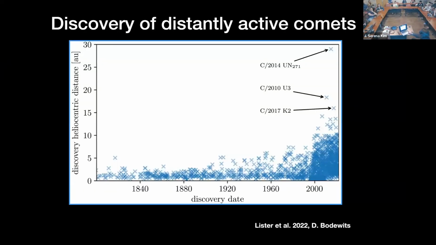So first of all, I'm going to talk about one of the coolest comets ever discovered, and why I think it's so cool. This is a plot that shows the discovery date of comets and the heliocentric distance at which they were discovered. I'm primarily an observer, so I kind of geek out over things like this. You can see there are inflection points in the discovery rate of various comets.